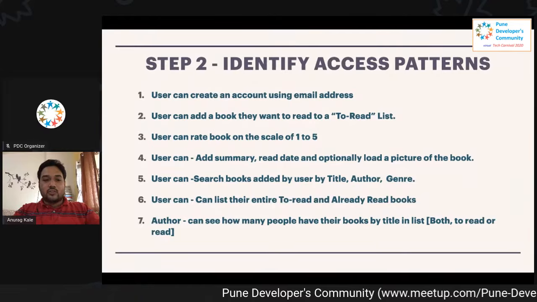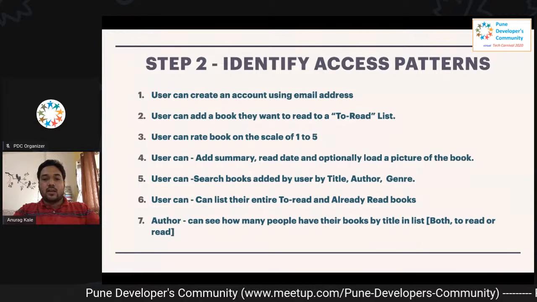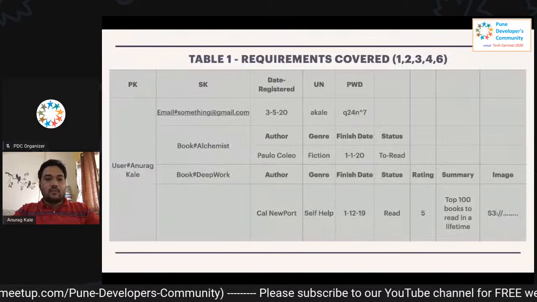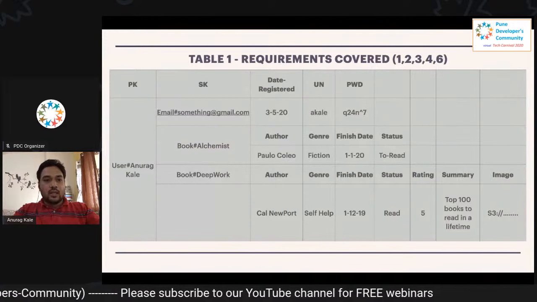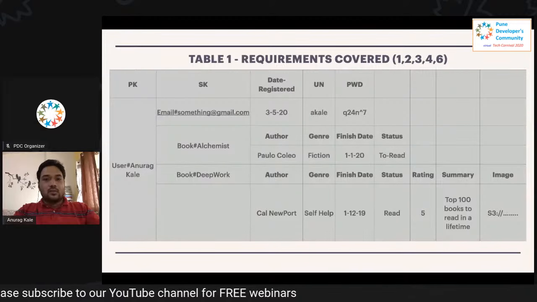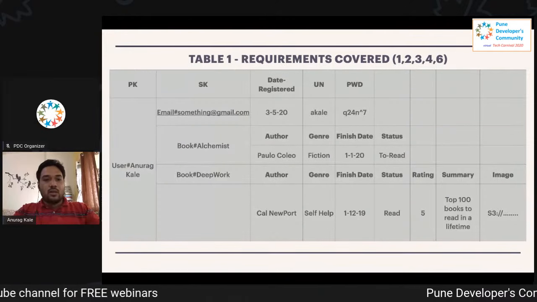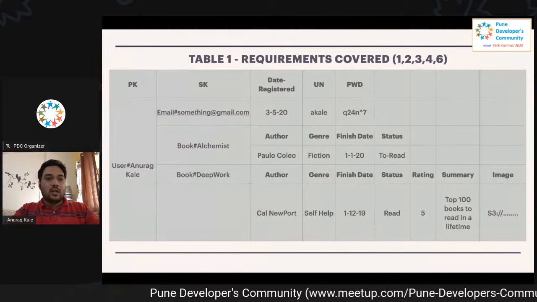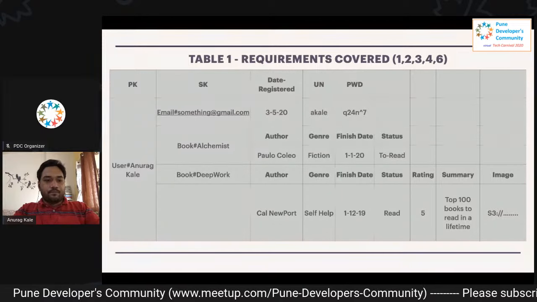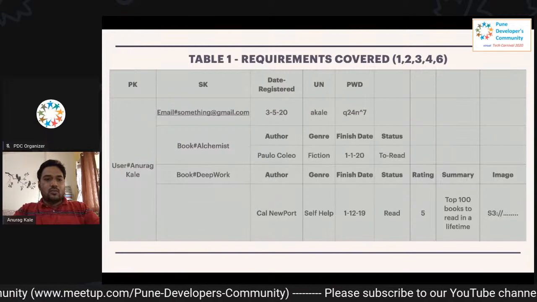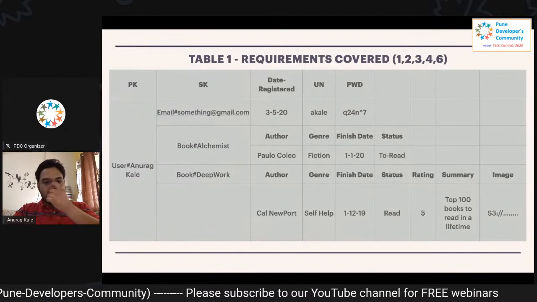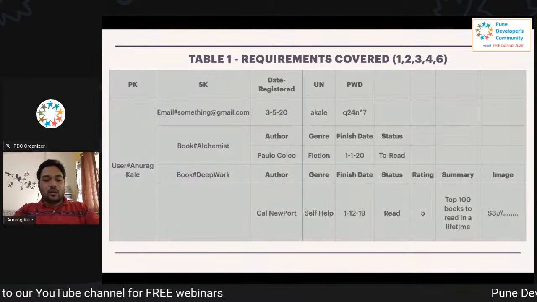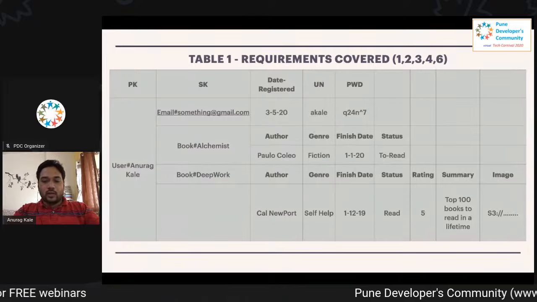The sixth case was I can list their entire to-read or already-read books. To achieve that, I'm going to use a query. In the query I'm going to mention: query AWS DynamoDB books, where books is the name of the table, where pk is equal to user hash Anurag Kayat. With this I'm able to list all the books that I'm going to read.